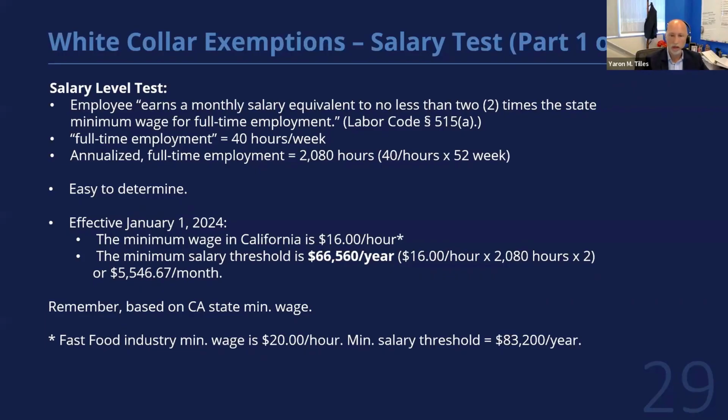Effective January 1 of this year, the minimum wage for California is $16. Based on that, the minimum salary threshold to satisfy the minimum salary requirement for the exemption is $66,560 per year. How do we get that? We take the state minimum wage of $16 an hour, multiply it by 2,080 hours, which, as we talked about before, is the equivalent of 40 hours a week for 52 weeks.